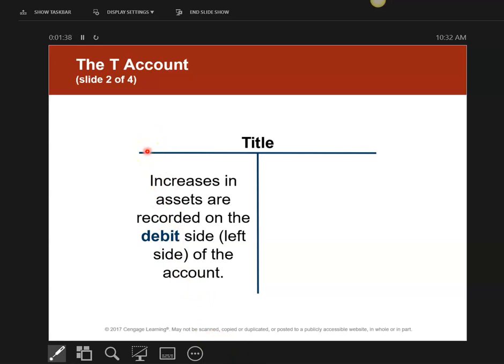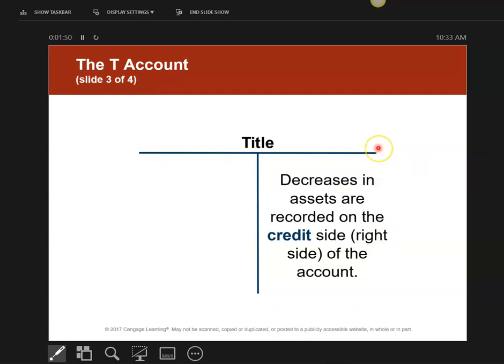debit is always on the left. So we're going to introduce debit and credit. Debit is always on the left. Credit is always on the right. Now, it says decreases in assets are credit, but that is not necessarily true based upon what type of account. So what you're going to want to do is look at my actual rules of debit and credit. It's listed in this week's material, but we'll talk about it a little bit later in the video.